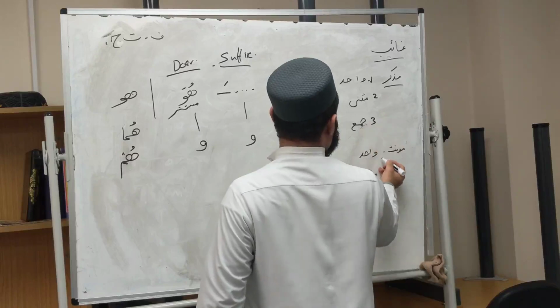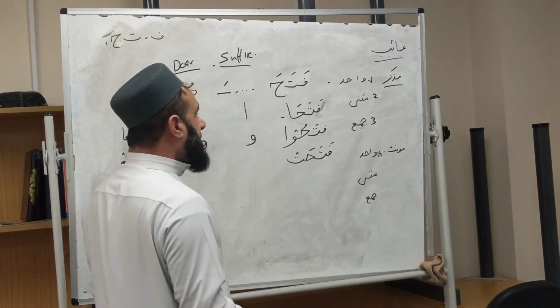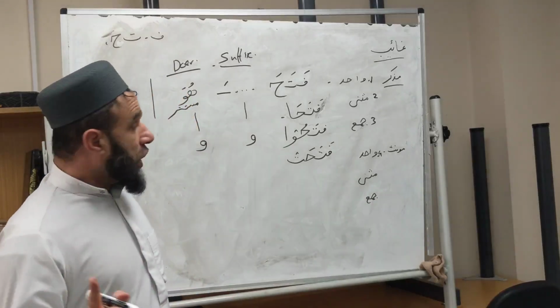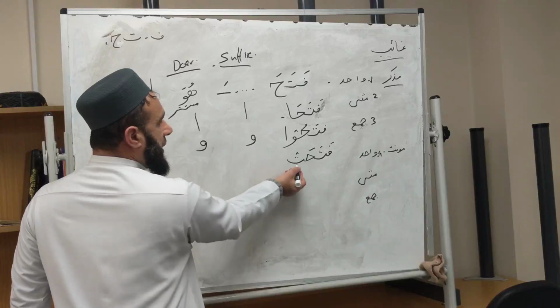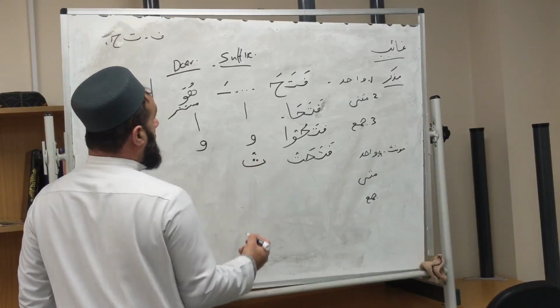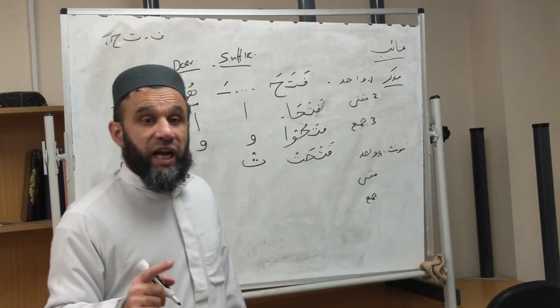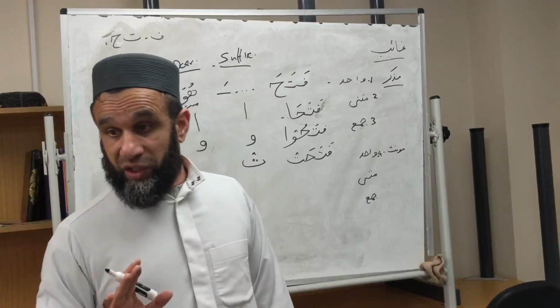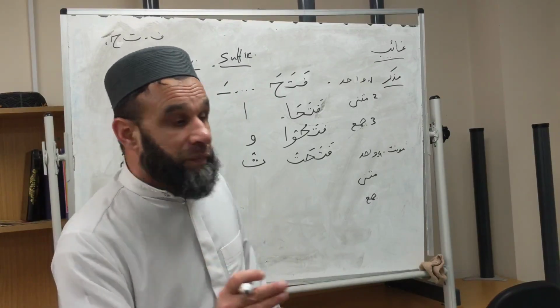Number 4. Fatahat. What does it mean? She opened. What is the suffix here? Ta, majzoom. What is the doer here? This ta is the sign of wahid muannas. It is not the doer. This ta is just a sign.